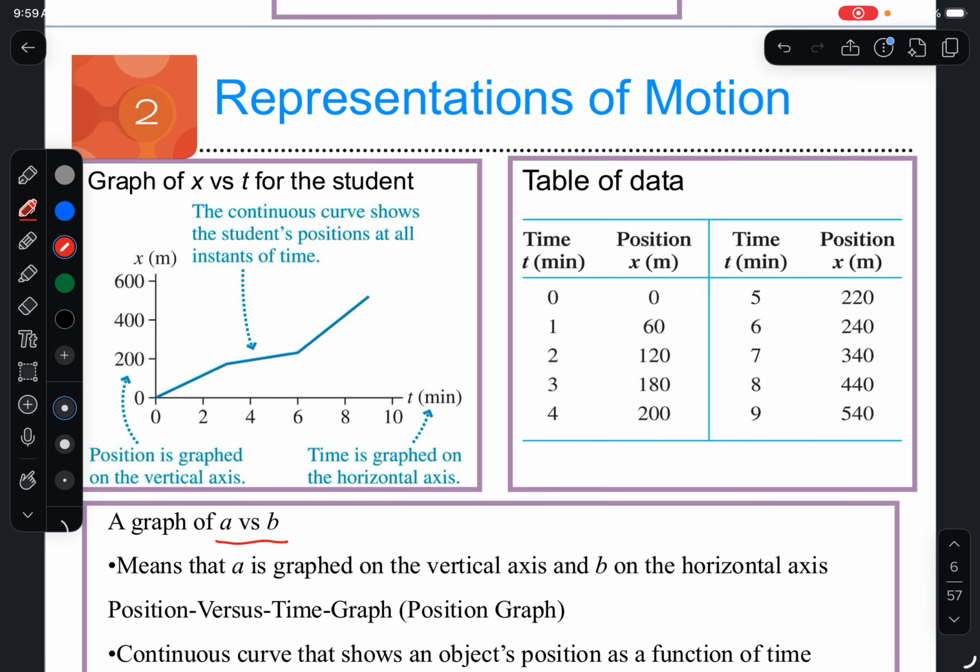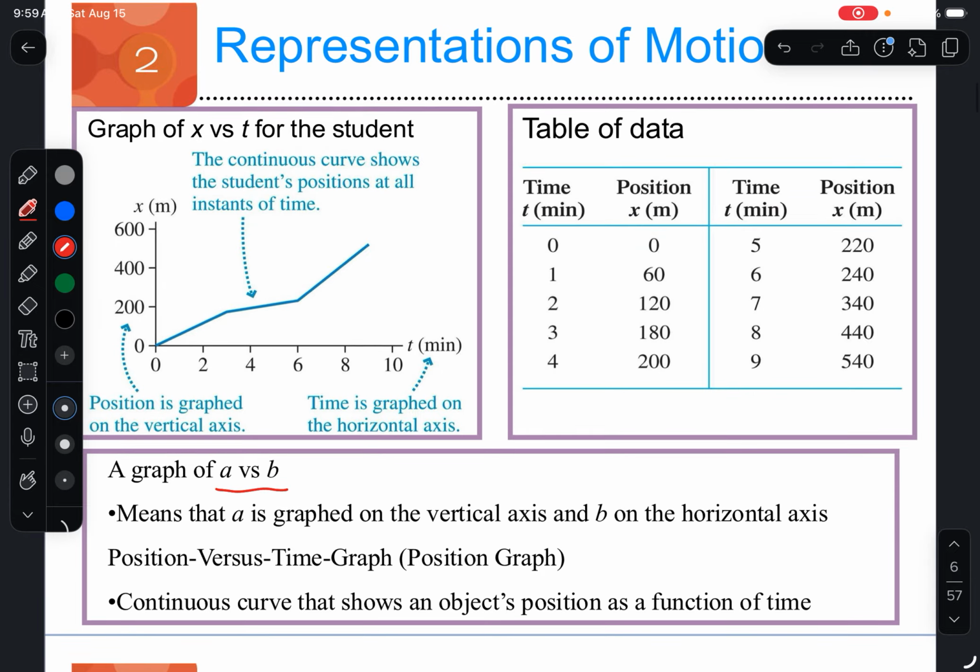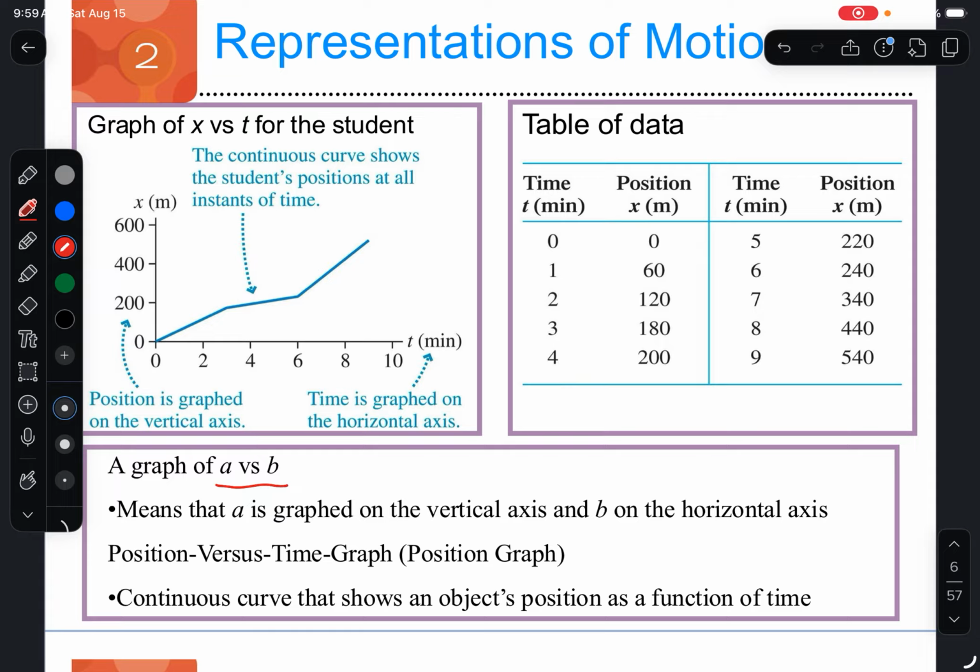So what we're seeing in this particular graph is called a position graph. It is position versus time. And the curve that we see is our object's position as a function of time.